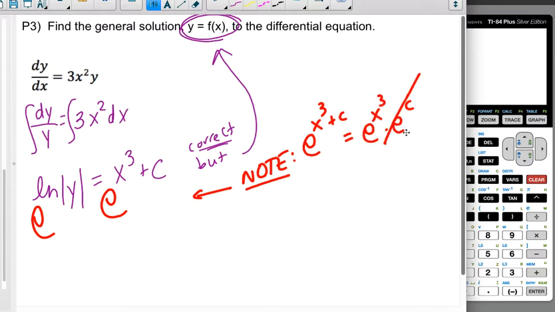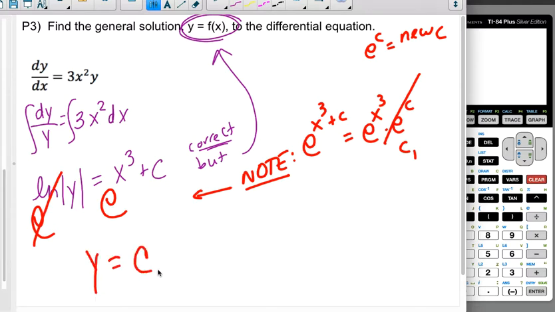Well, I can rewrite this as a new c, right? Because e to a constant is just some new constant. It's just a number. E is a number, so e to a number is a new number. So I'm going to rewrite this as y equals c sub 1 e to the x cubed, right?